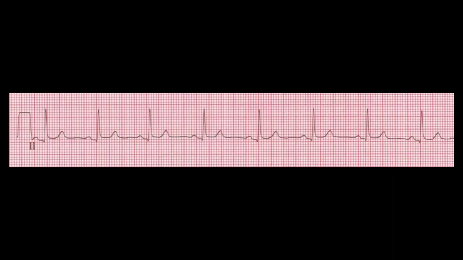The next step is to identify and assess the P waves. In this example, all the P waves are upright, are uniform, meaning they all look alike, and there is one P wave before each and every QRS complex.